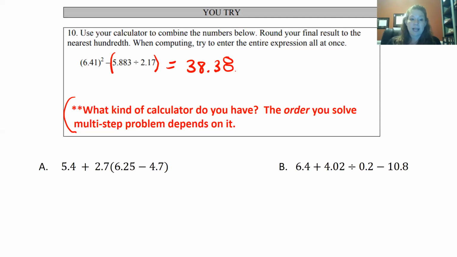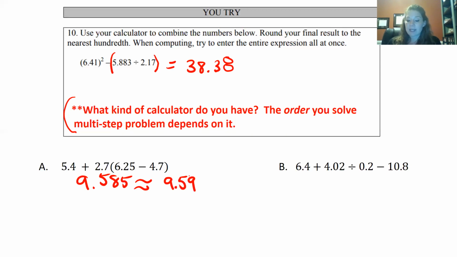All right, letter A. 5.4 plus 2.7, parentheses, 6.25 minus 4.7. And I get 9.585. Rounded to the nearest hundredths is 9.59.